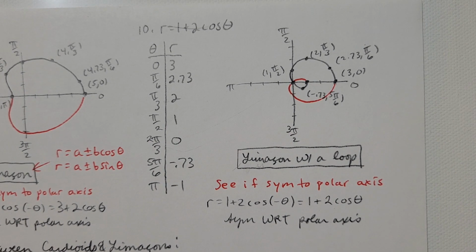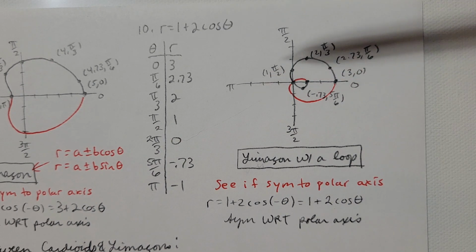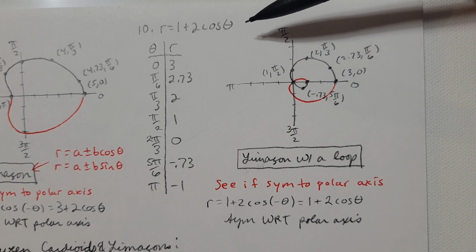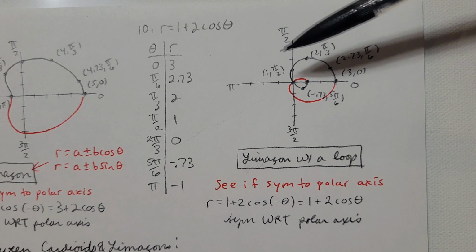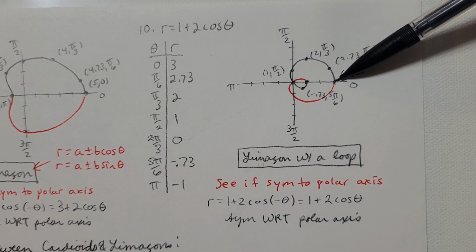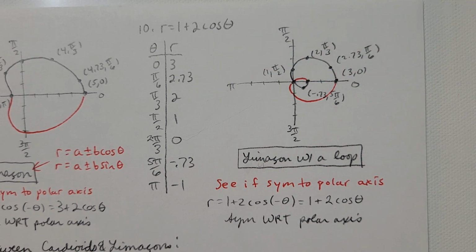Next, problem 10. I've got r equals 1 plus 2 cosine theta. Okay, so if theta is 0, cosine 0 is 1. 1 plus 2 is 3. So (3, 0), that point would be on the graph. That's right there. And then I'm selecting pi over 6 next.